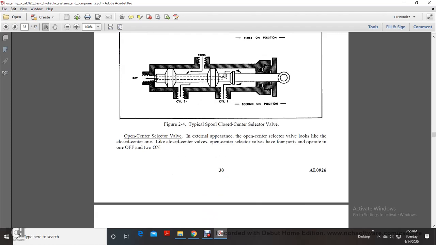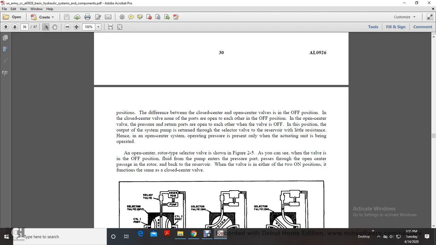Now the open center selector valve. In external appearance, the open center selector valve looks like a closed center one. The open center selector valve has 4 ports, operates on and off, 2 open. So the difference between the closed center and the open center valve in the off position is that in the closed center valve none of the ports are open, while in the off position of the open center valve the pressure and return ports are open.